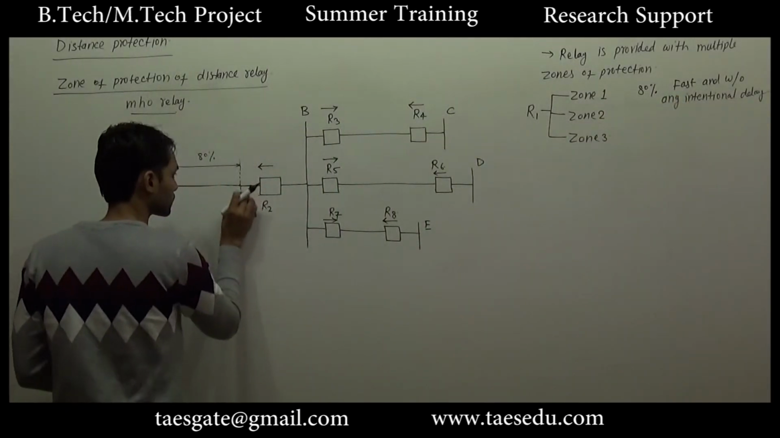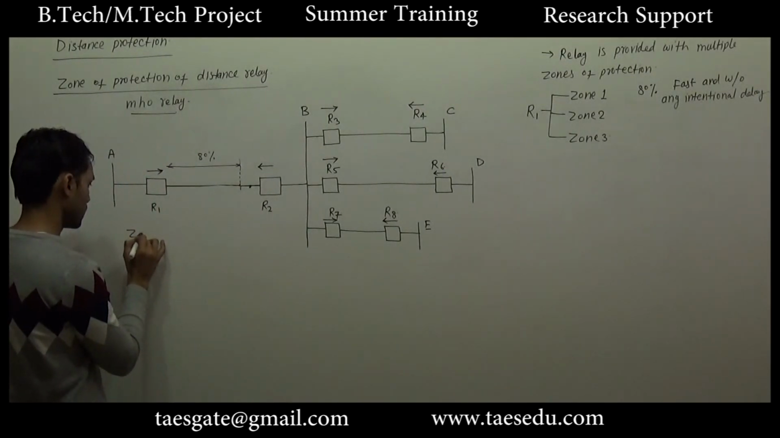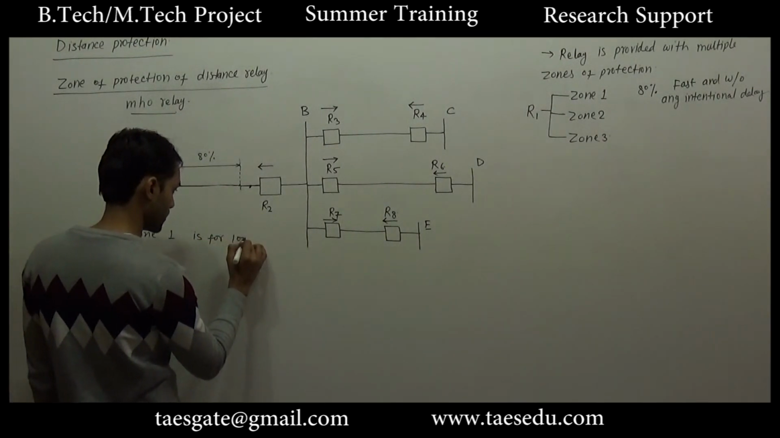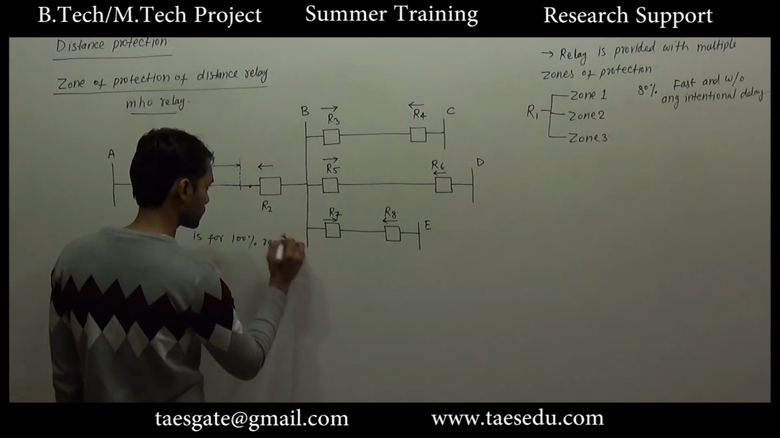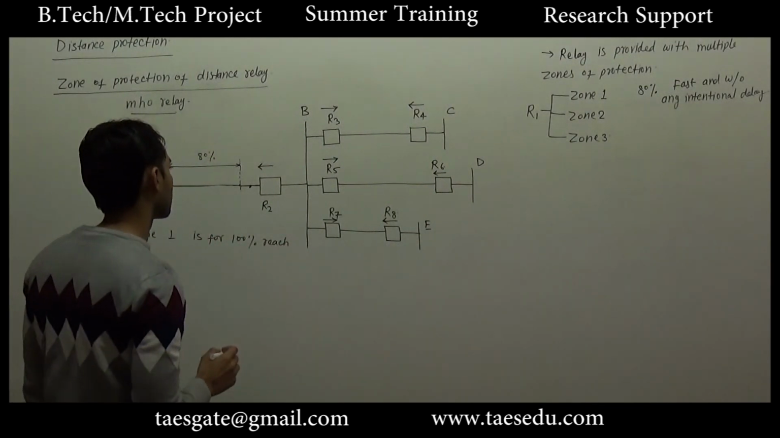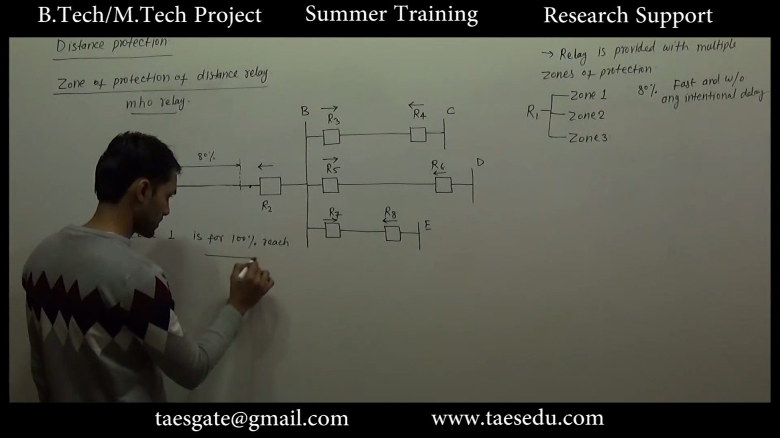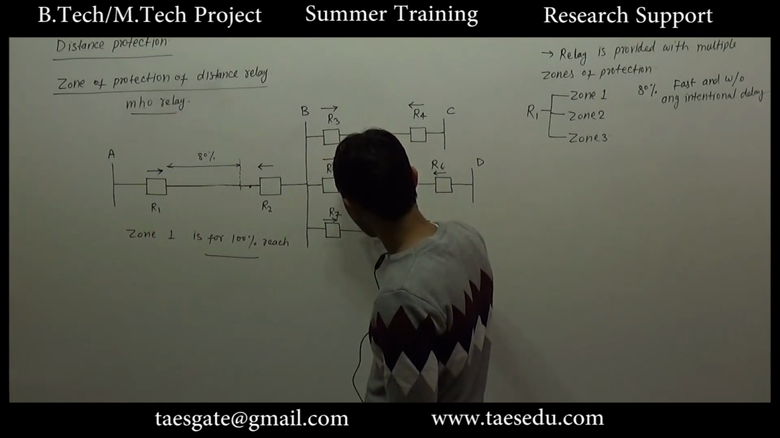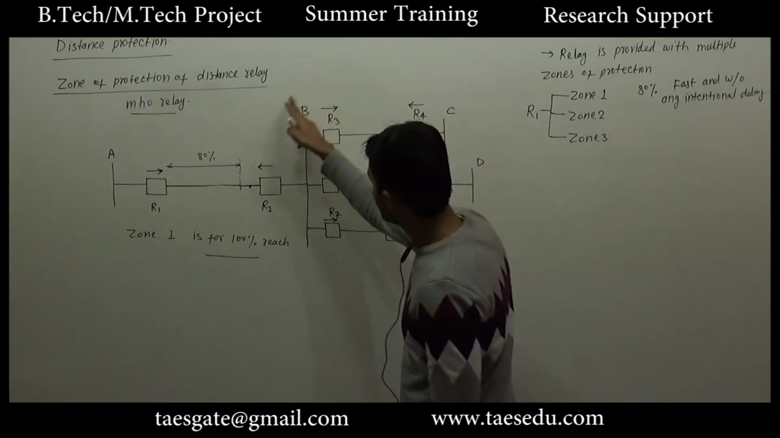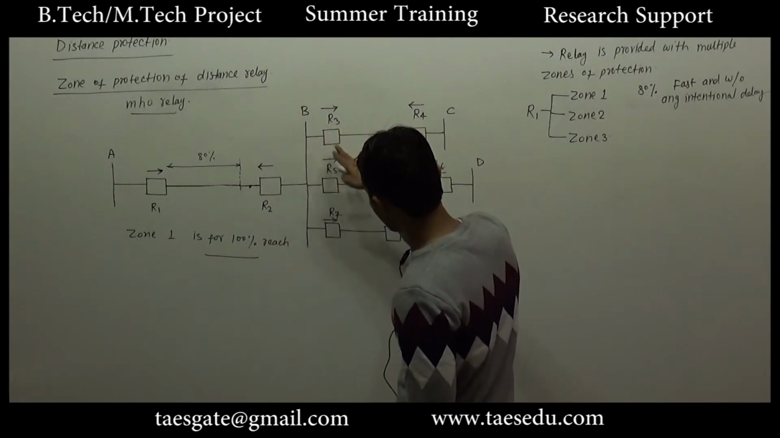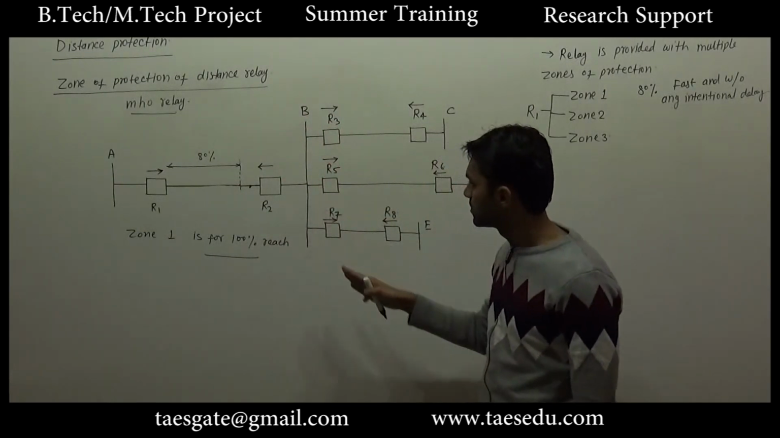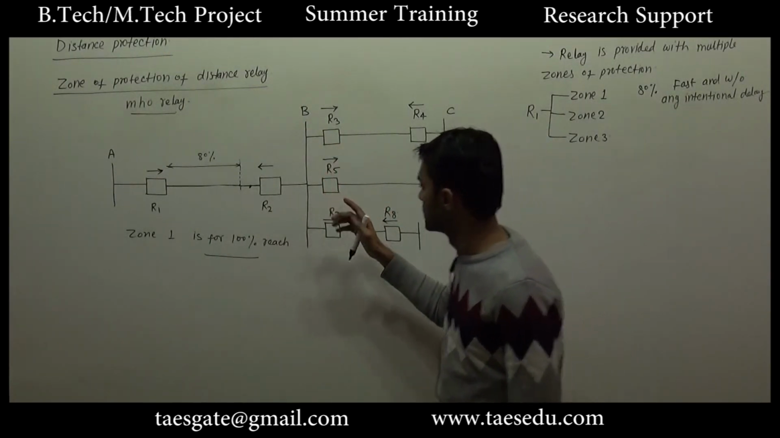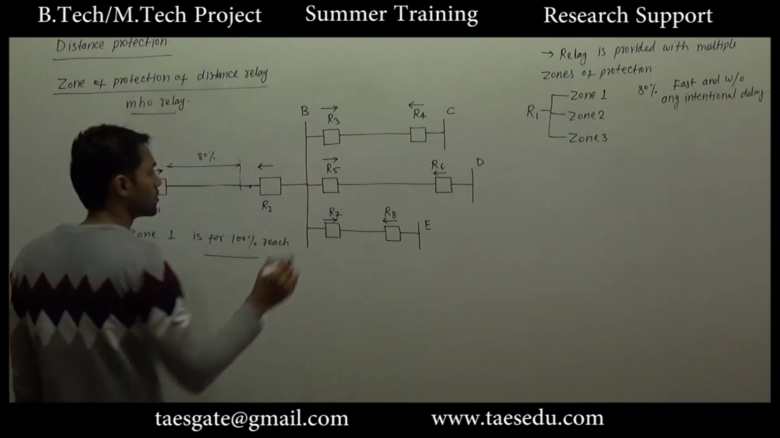Let's say zone 1 is for 100% reach. Now what will happen? Before discussing this, let us observe that relays R2, R3, R5 and R7 are connected to the same bus B. Although I have drawn them at different places, in a power system these 4 relays will be connected at the same place only, to bus B.